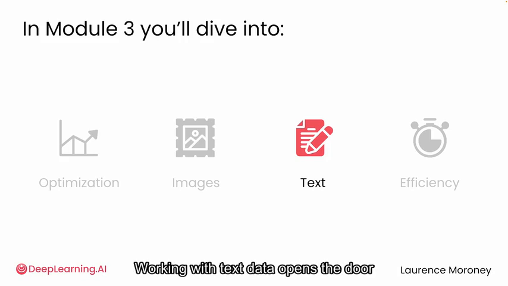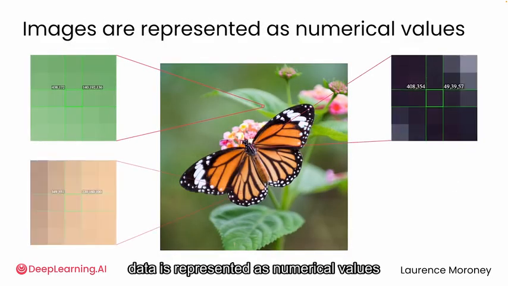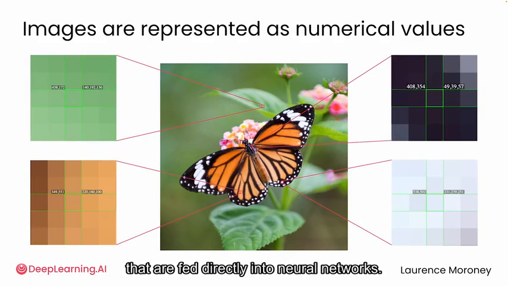Working with text data opens the door to some of the most impactful applications in artificial intelligence, from chatbots and virtual assistants to search engines, recommendation systems, and advanced translation tools. When you work with images, data is represented as numerical values such as pixel intensities that are fed directly into neural networks. But with text, things are different.